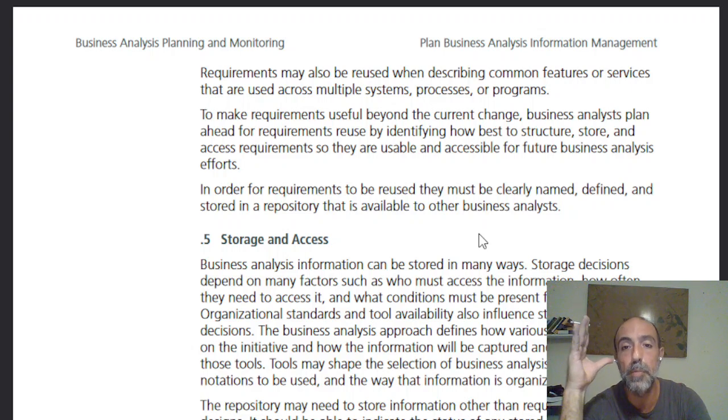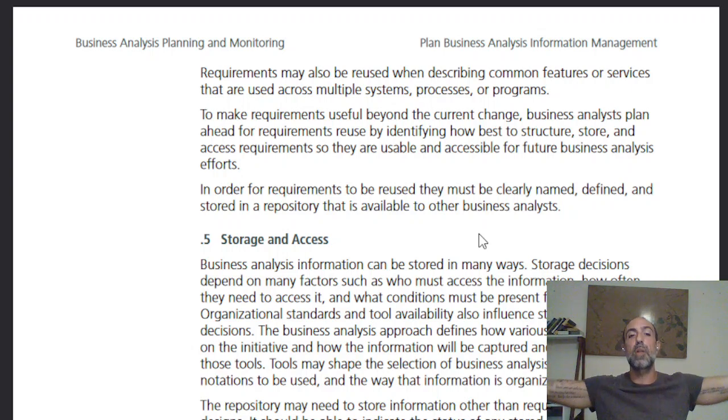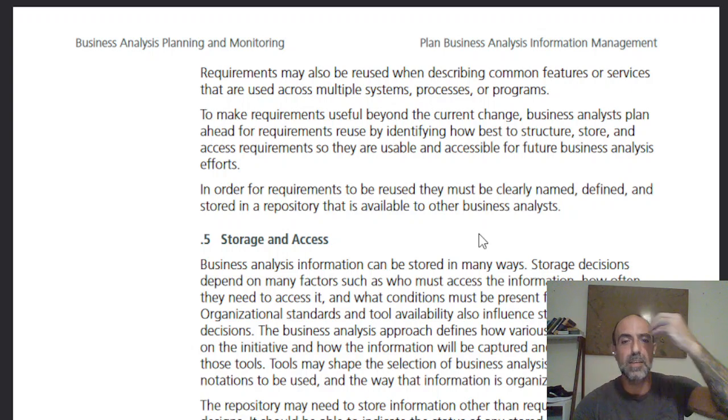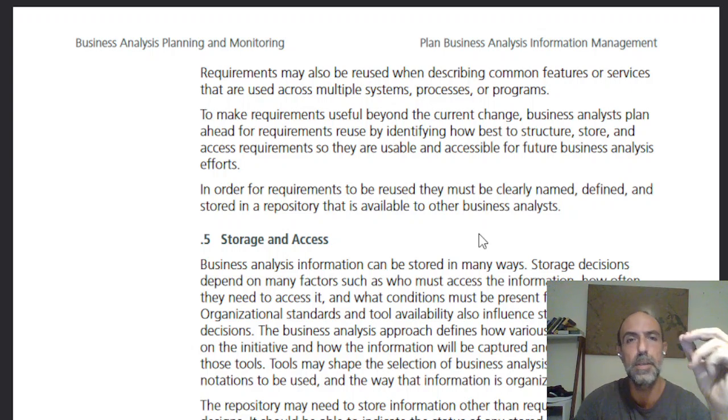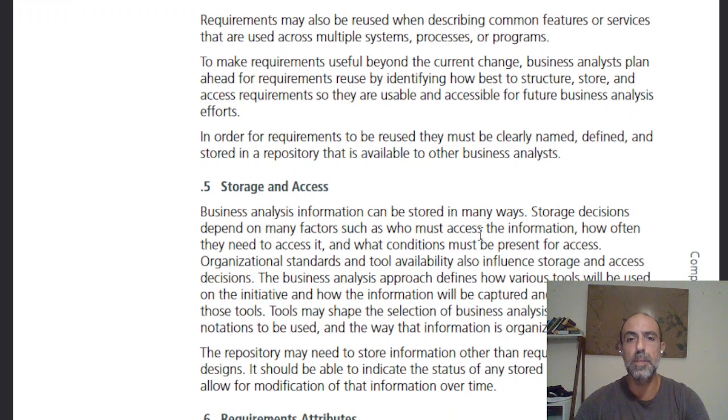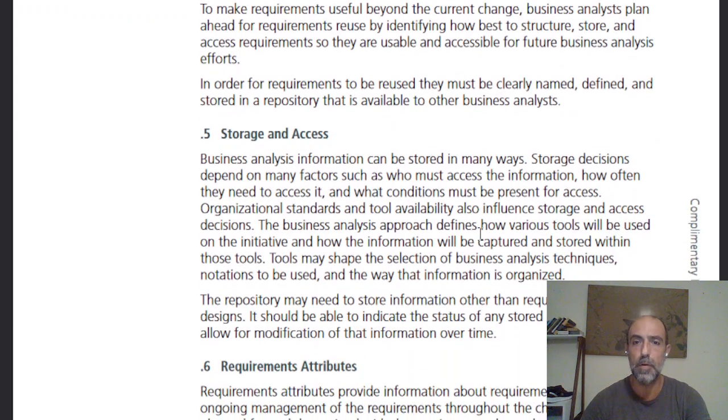To make requirements useful beyond the current change, business analysts plan ahead for requirements reuse by identifying how to best structure, store, and access requirements so they are usable and accessible for future business analysis efforts. See, we're only at chapter 3, and in a way, our way of thinking has already expanded and started building something. So in order for requirements to be reused, they must be clearly named, defined, and stored in a repository that is available for other business analysts.